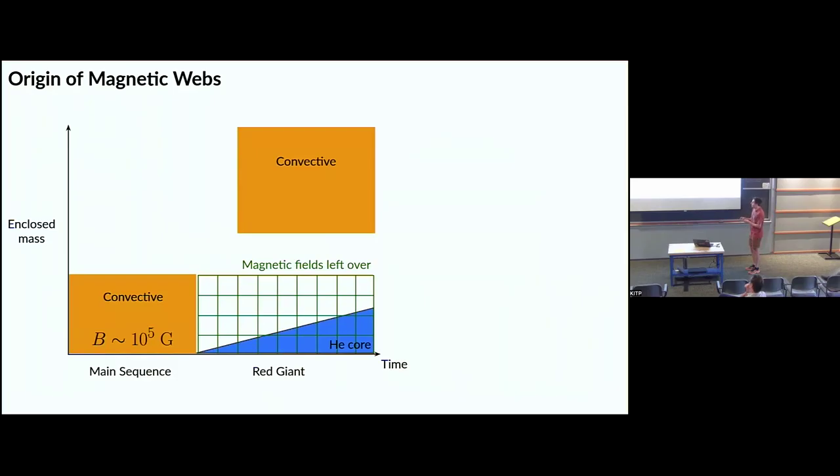On the main sequence, these have convective cores. They're generating strong magnetic fields up to 10 to the 5 Gauss. And as the convective zone recedes, as the star evolves, the interior becomes radiative, and you would expect some fraction of these fields to be left behind.